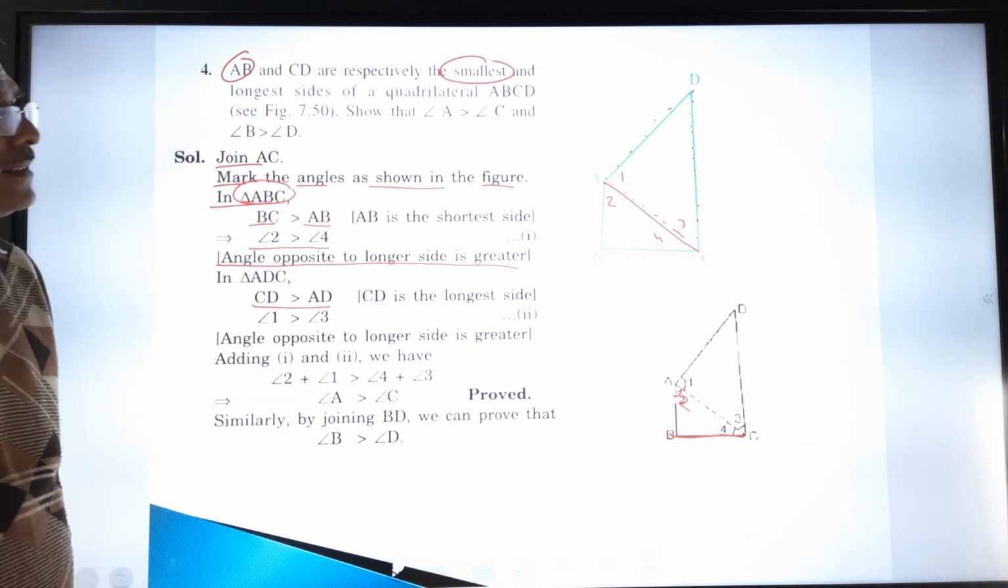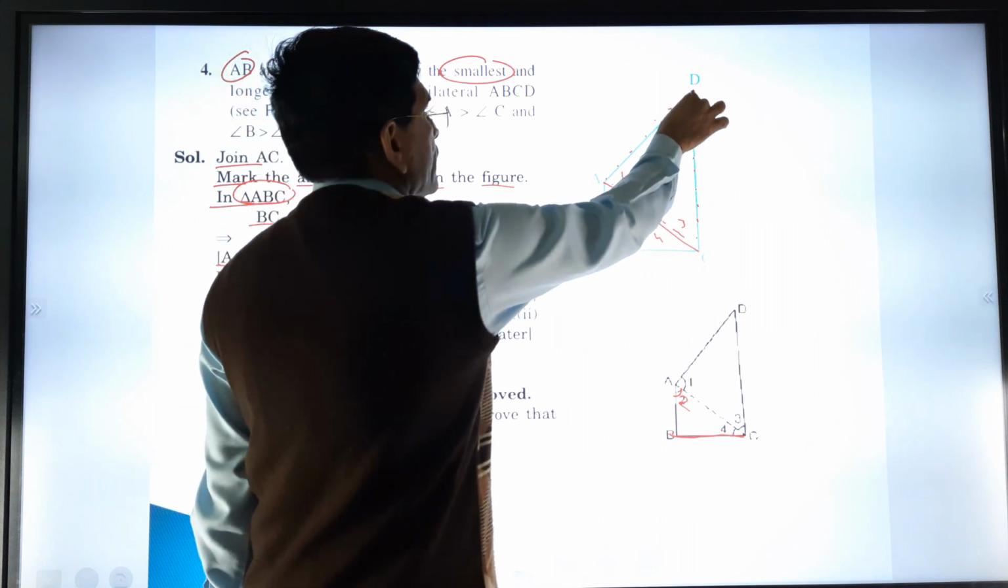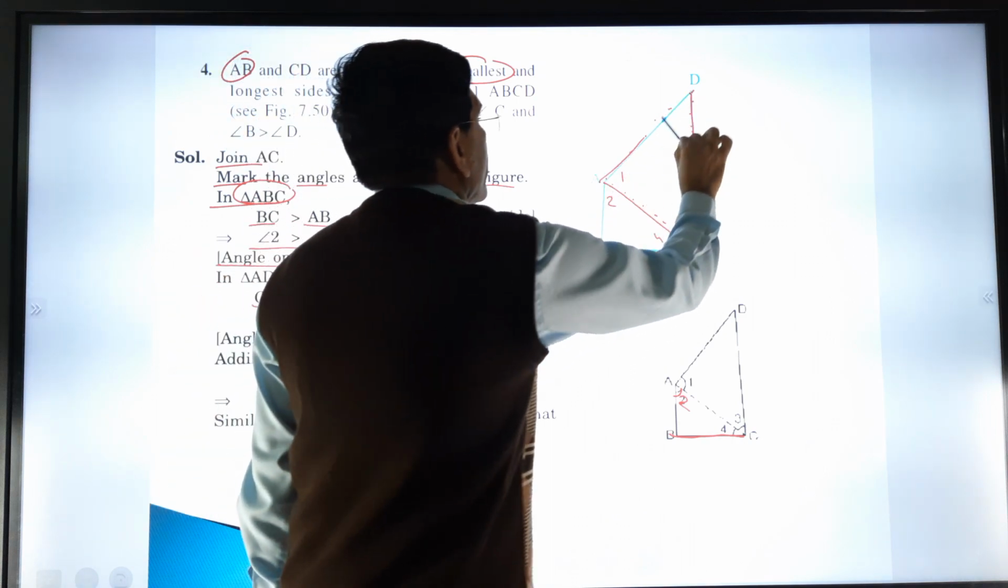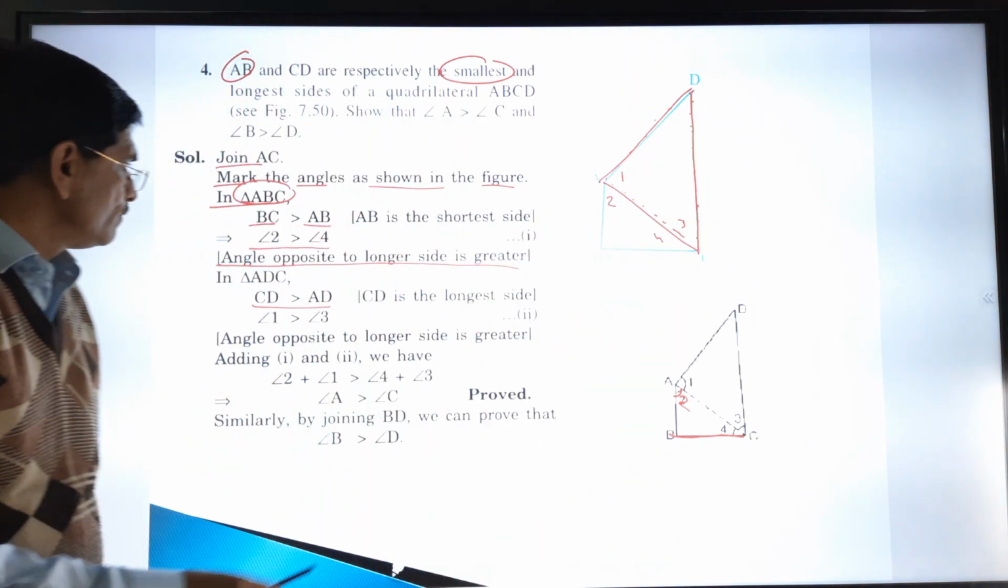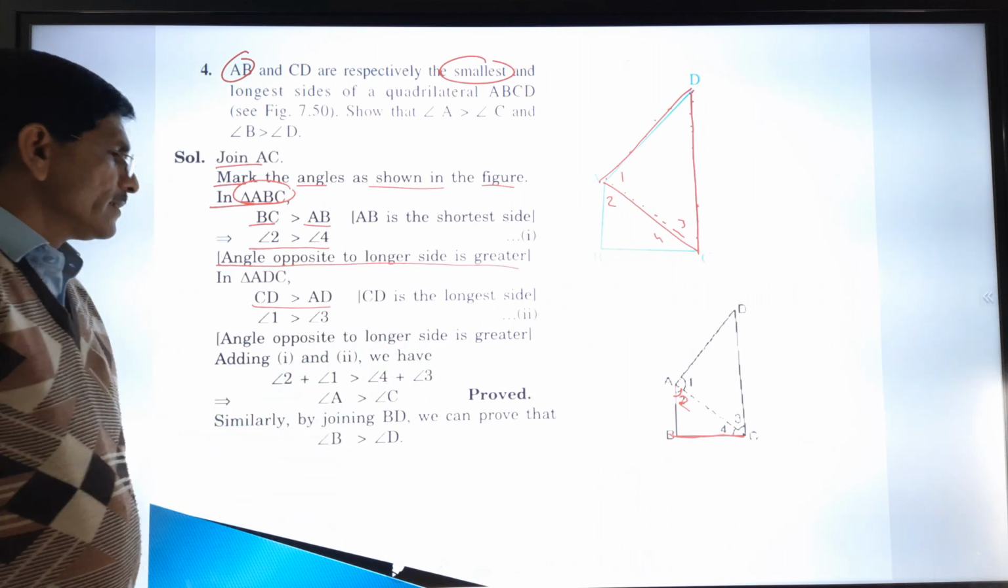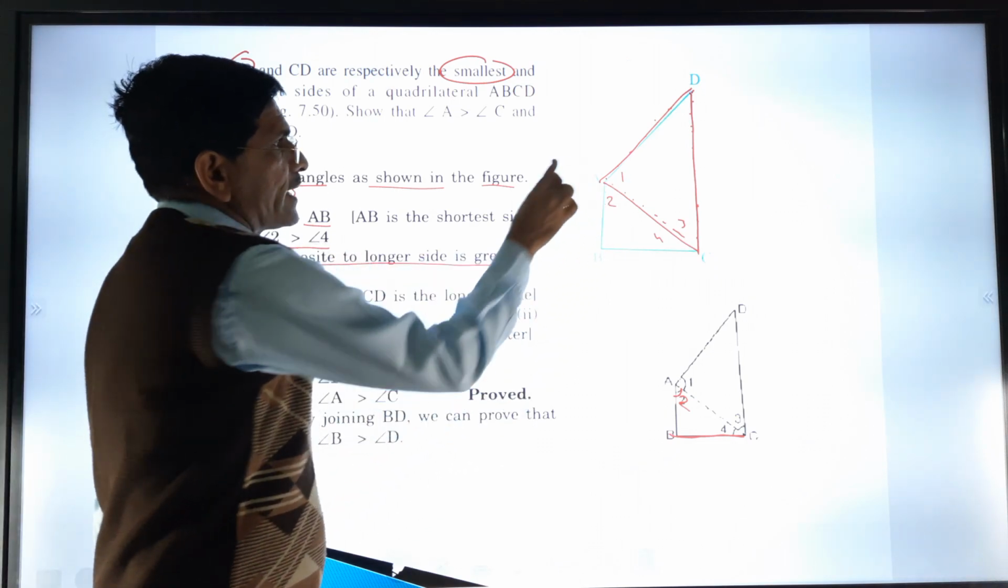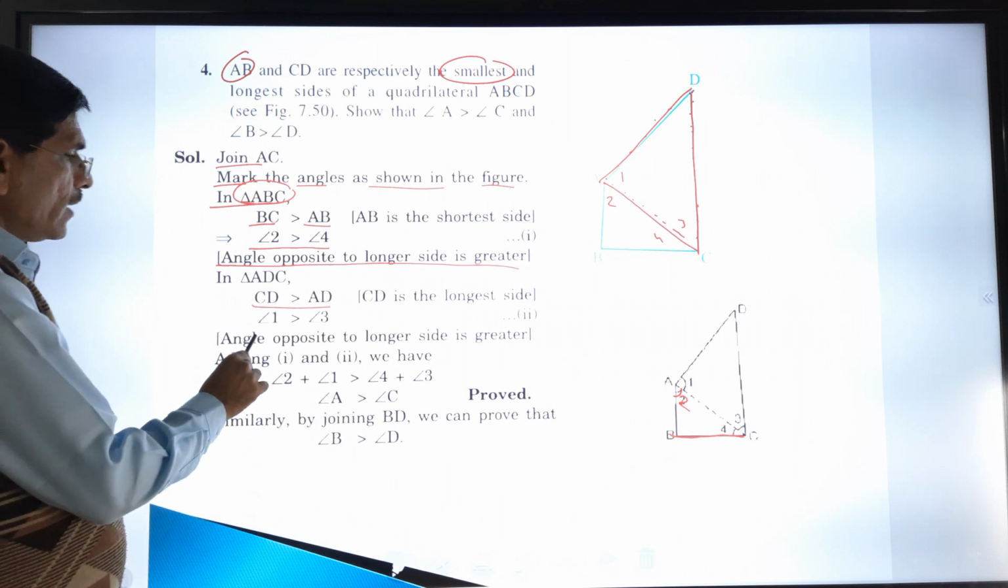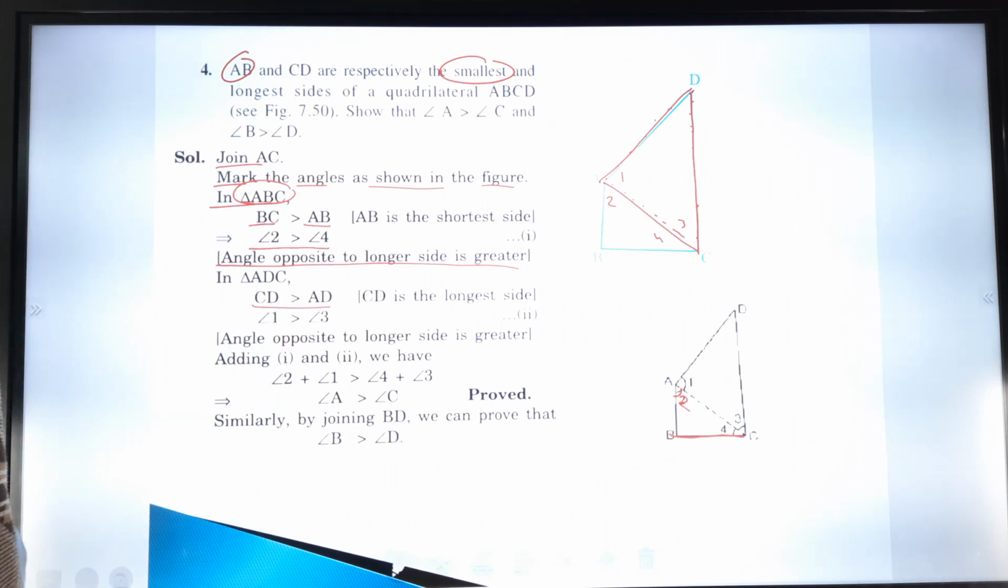CD is greater than AD. CD is the longest side. So opposite CD, that is angle number 1. So angle 1 is greater than angle C.